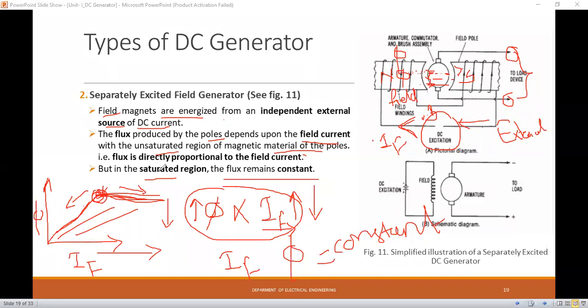So in the saturated region the flux remains constant. After the saturation, this one is the saturated region and this one is the unsaturated region. So for the saturated region the flux remains constant.